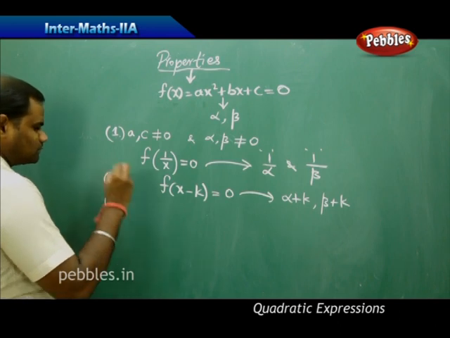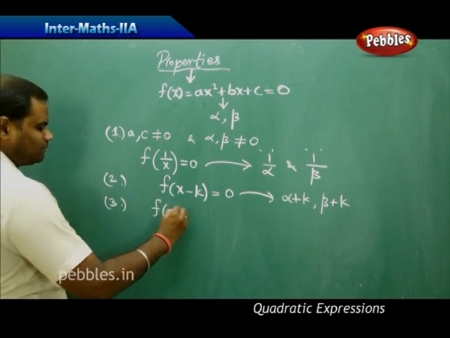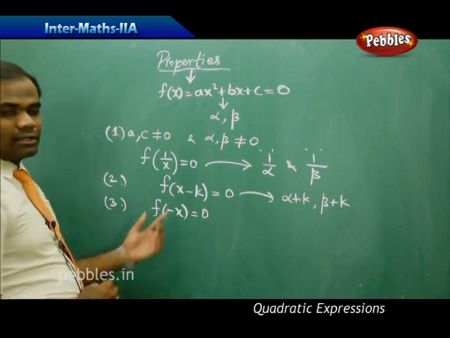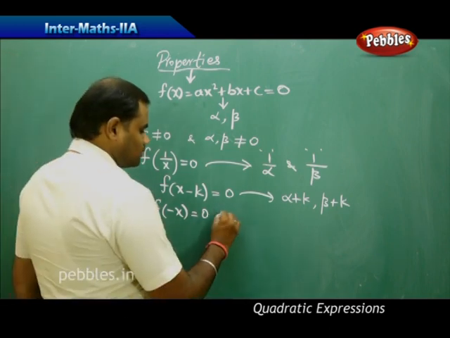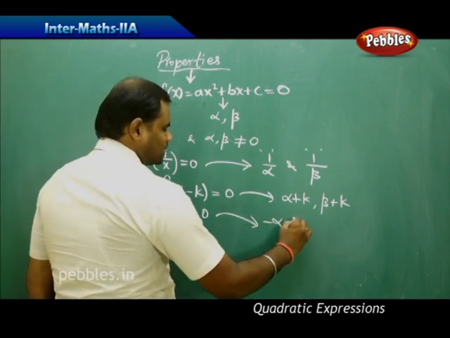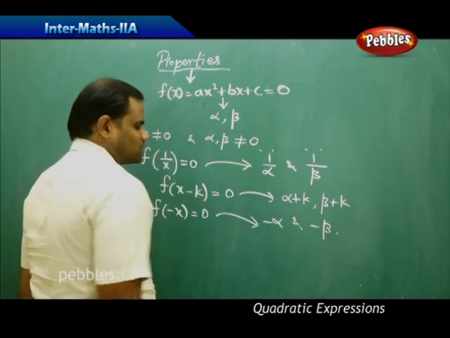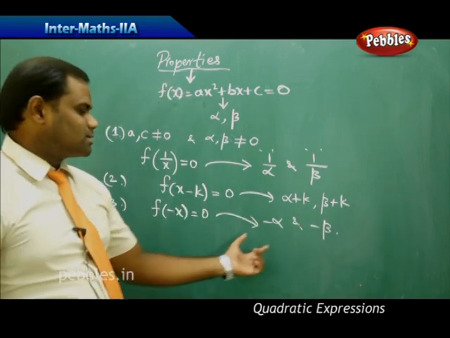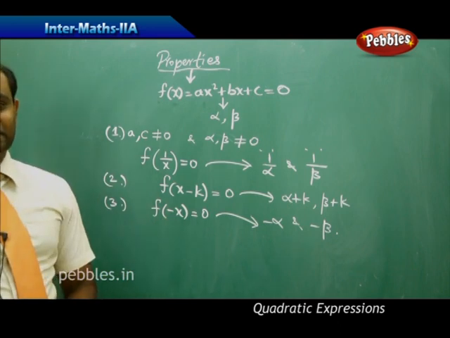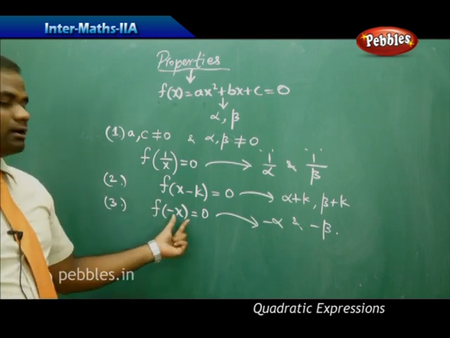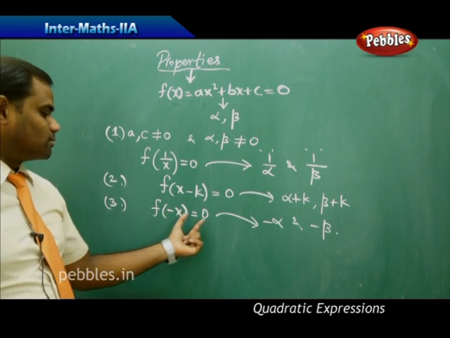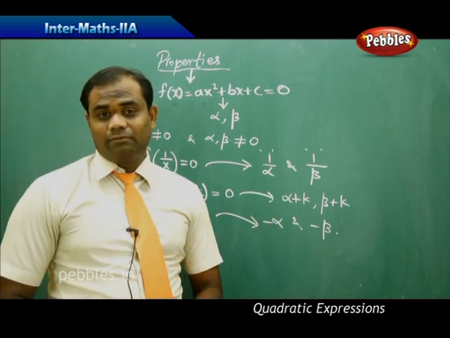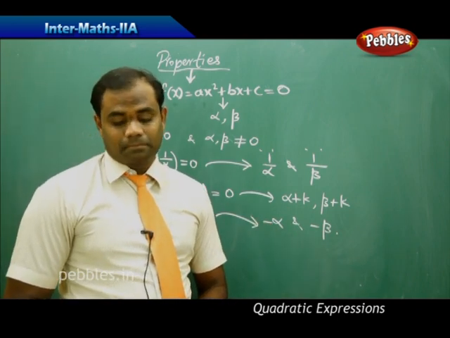Thirdly, if I change the sign to minus x, then the roots of this function will be minus alpha and minus beta, because the roots also change sign as the value of x changes sign inside f. That is, f of minus x equal to 0 will have the roots minus alpha and minus beta.